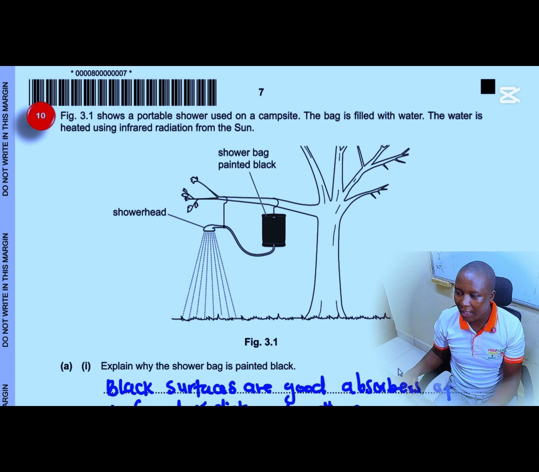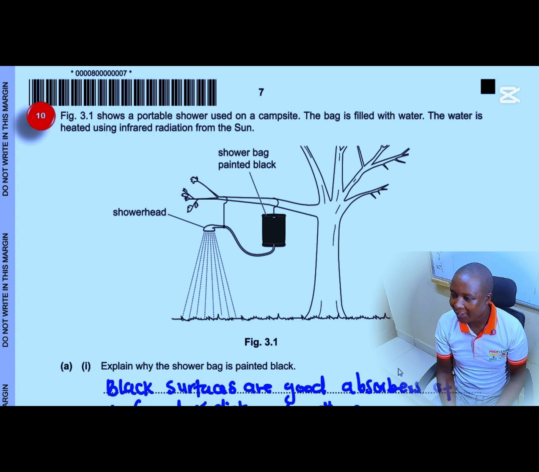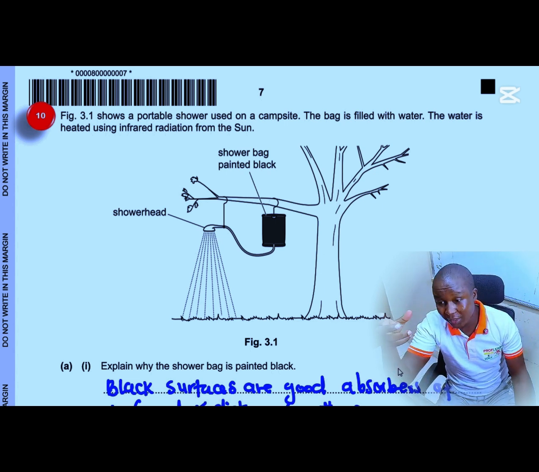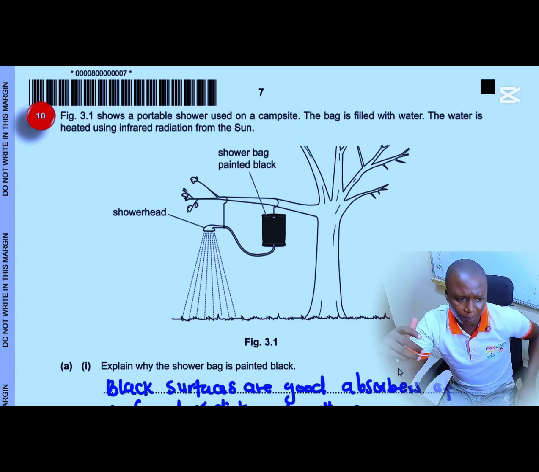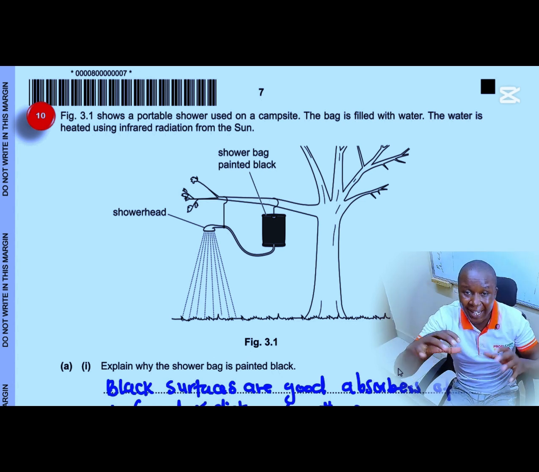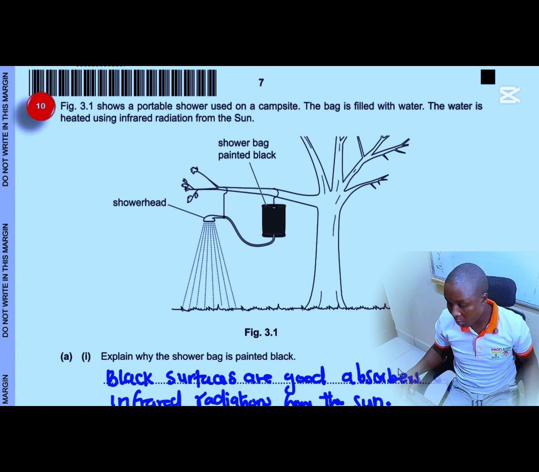We are having a scenario here where we have a portable shower on a campsite and the bag is filled with water, and then that black bag is used to warm the water. Why is it painted black? This is the fact that black surfaces are good absorbers of radiant heat. So the choice of black painting is because black surfaces are good absorbers. They are going to absorb more radiant heat from the sun, and they're going to warm the water.